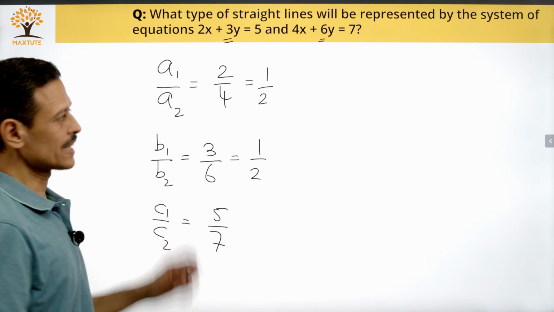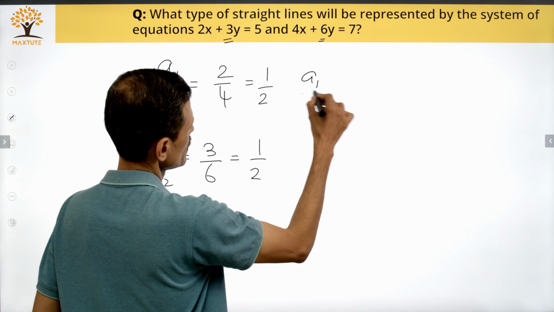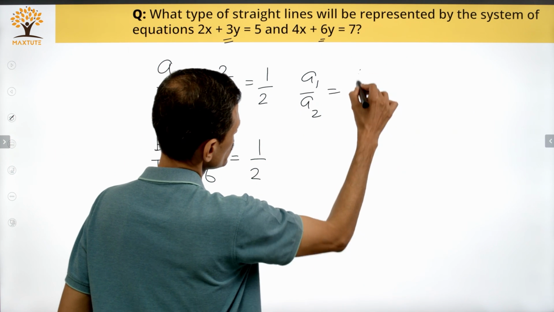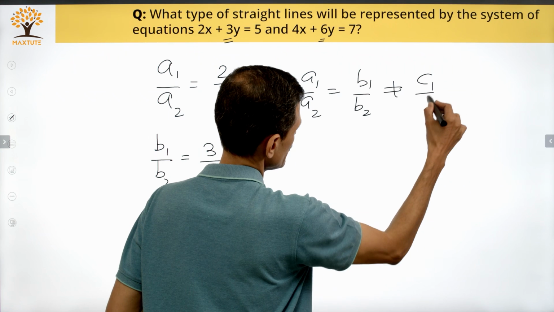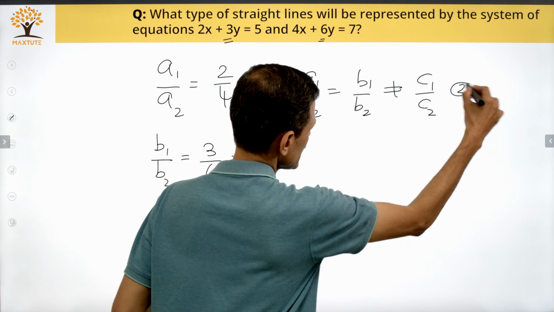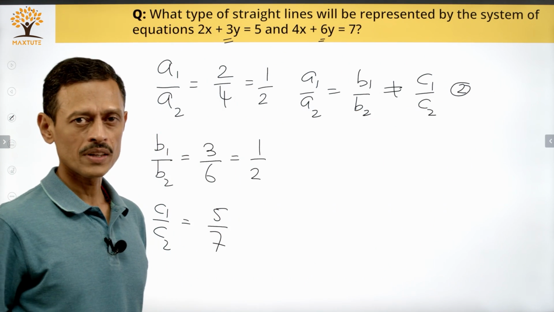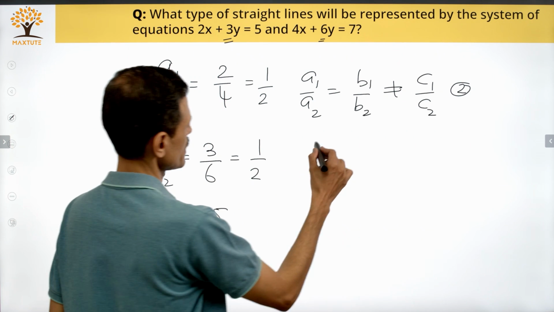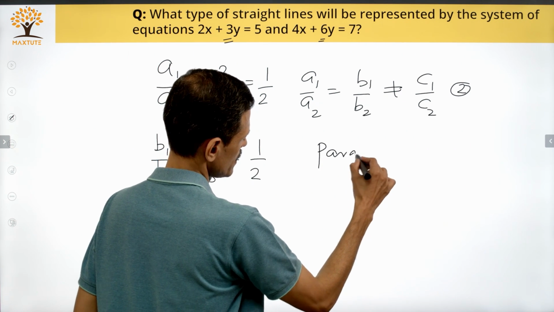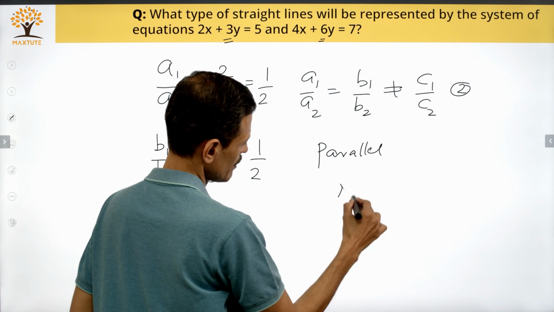c1 by c2 is equal to 5 divided by 7, 5 upon 7. So, it's quite clear that a1 by a2 is equal to b1 by b2 but is not equal to c1 by c2. So, this is the second condition that we had written in the last slide. What do these equations represent in terms of types of line? They represent a pair of parallel lines, right? In terms of solution, they will have no solution.